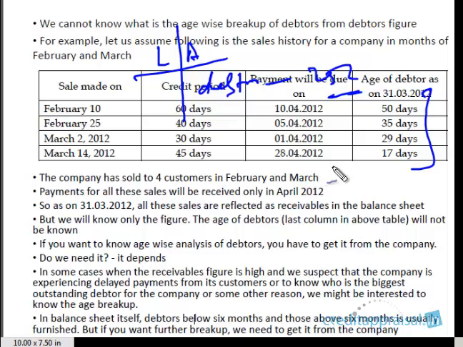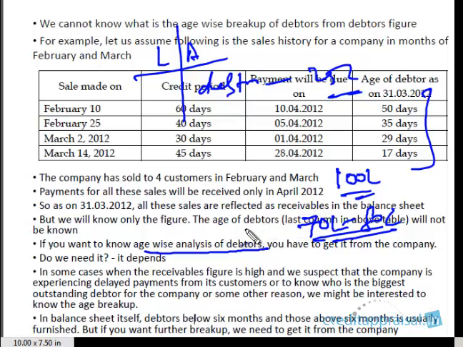There are instances where you need it. For example, you want to do the age-wise analysis of debtors. Why do you need it? Say, for example, you suspect that one single borrower is contributing very highly to the sales. Of the company's sales of 100 lakhs, maybe some customer is contributing 70 lakhs or 80 lakhs. This is something which you need to watch for. Why? Because a company is depending so much on one single borrower.